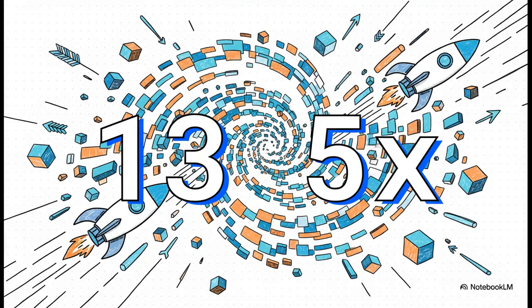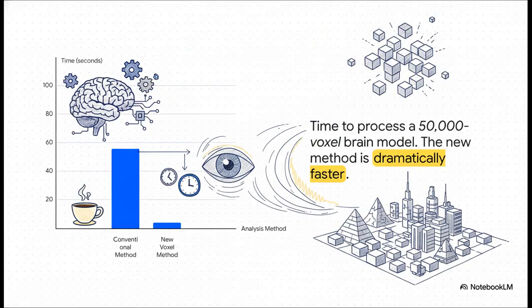So, just how much faster are we talking about here? Check this out. The new method is 13.5 times faster. That isn't just an improvement, that is a massive, game-changing leap. And just to put that number into perspective for you, have a look at this chart. To process a 50,000 voxel brain model, the old way took nearly a minute. With the new method, just over 4 seconds. Think about that. What used to take almost a minute is now done in the blink of an eye.